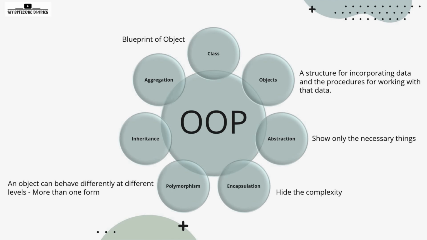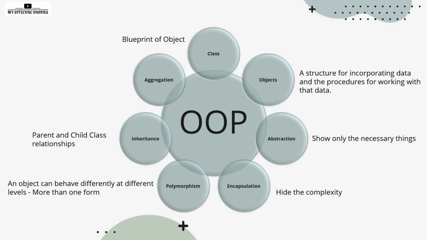Polymorphism: an object can behave differently at different levels, in more than one form. So polymorphism is basically that you can have multiple forms, multiple behaviors, of the same object. So that is called polymorphism.